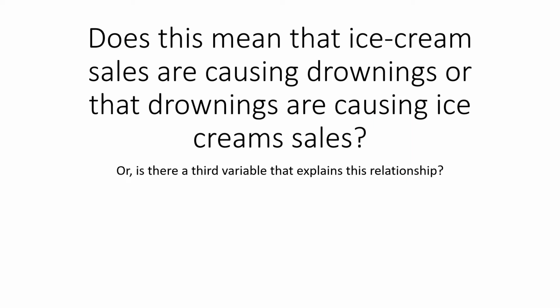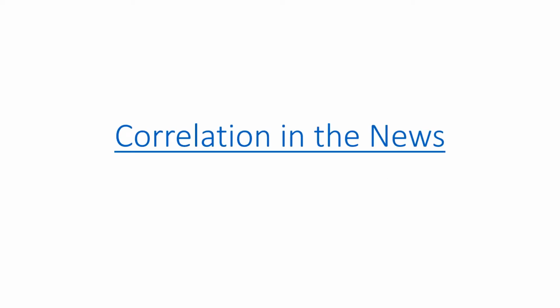So this is called correlational research. And the question is, does this mean that ice cream sales are causing drownings, or that drownings are causing ice cream sales? Or is there some third variable that explains this relationship? So think to yourself, what is that third variable that might be causing this relationship?